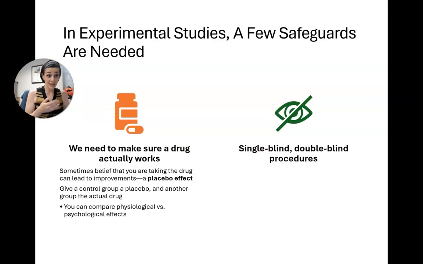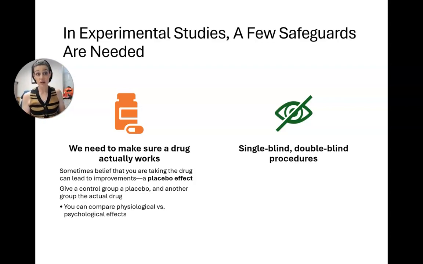So when we're testing to see if a drug works, we're going to give a control group a placebo. It's going to be something like a sugar pill. This sugar pill actually has no physiological, biological effects. So if we see a change with the placebo group, we'll know it's because of the belief in the drug itself. And we'll compare that to the group that gets the actual drug. Ideally, if this drug is effective, we should see changes in the group that gets the actual drug, but not the group that gets the placebo. Additionally, this allows us to compare the physiological versus the psychological effects of the drug.